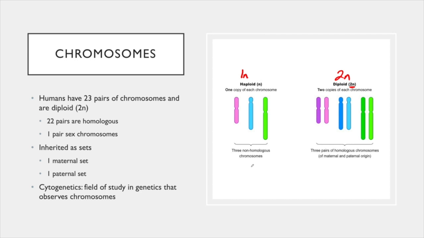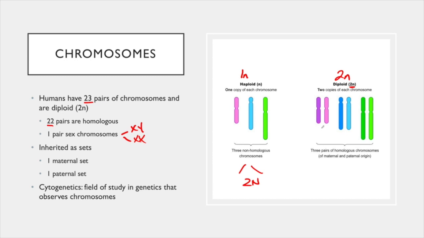Our gametes, sperm and eggs, are 1N organisms, and so when the two haploids come together, we create a 2N organism. Of our chromosomes, we have 23 pairs. 22 are considered homologous. One pair is considered non-homologous, but this only is true if you are a male. And that's because our 23rd set of chromosomes are the sex chromosomes.